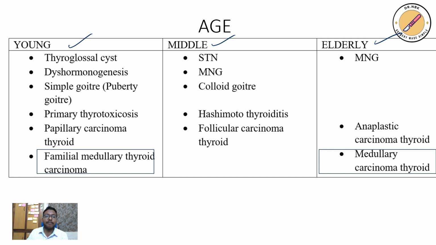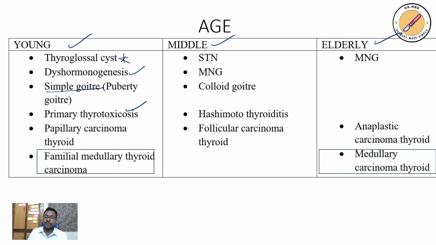Coming to the younger age group, I told you, even though the pathology is congenital, the clinical manifestation will be somewhere around the second decade. The condition is your thyroglossal cyst. Then because of enzyme deficiency, there can be a goiter arising in younger people, that is dysharmonogenesis. In case of puberty, a few people will get goiter, that is simple goiter, or physiological goiter. Then rarely you can get primary thyrotoxicosis.